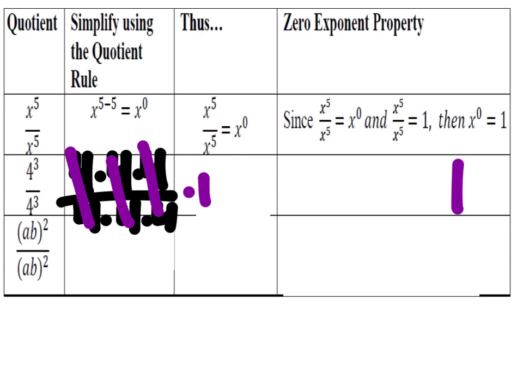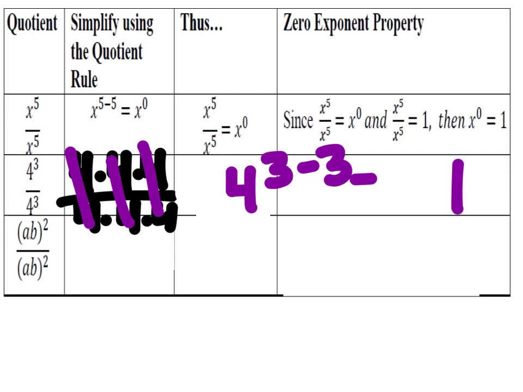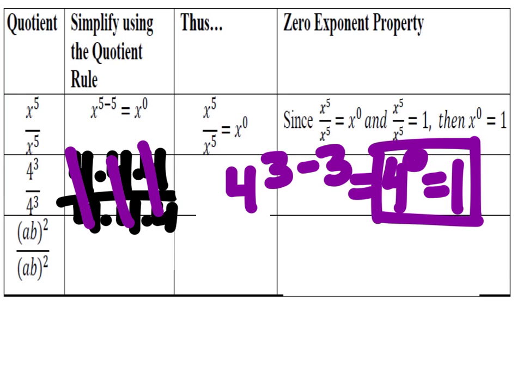Now if we use the exponent rule, you would have had 4, which is the base. And you would have taken the numerator exponent, 3, and subtracted the denominator exponent, which is also 3, which would have given you 4 to the power of 0. And as we've seen already, that equals 1.